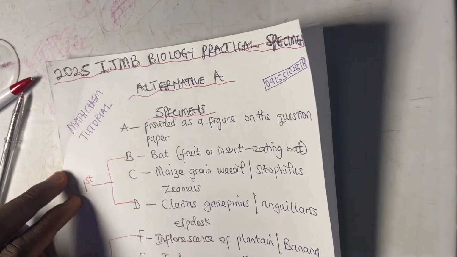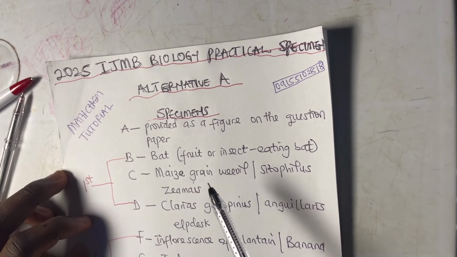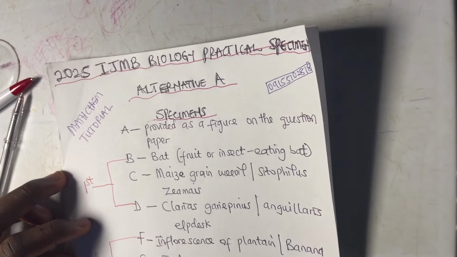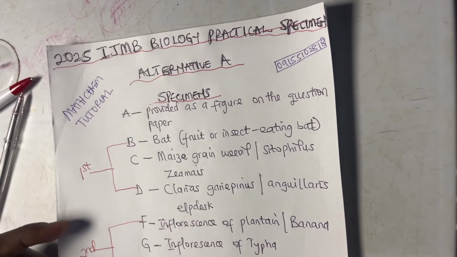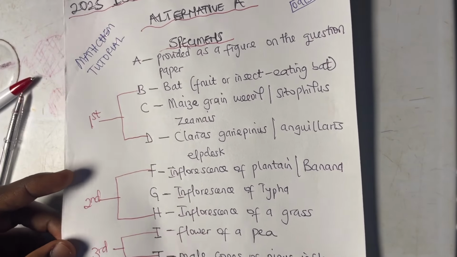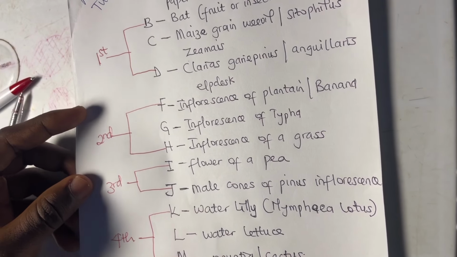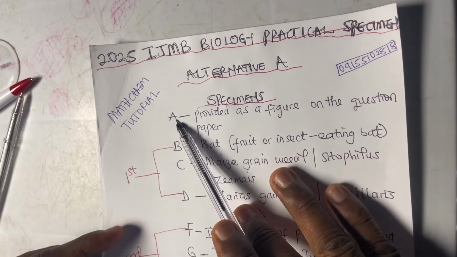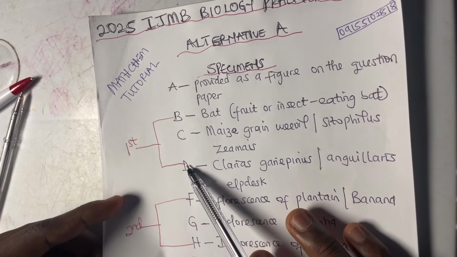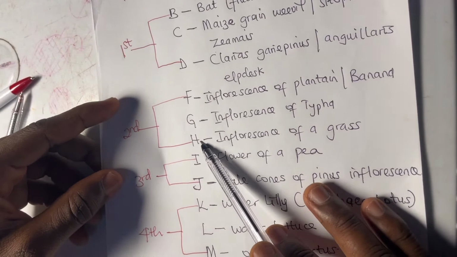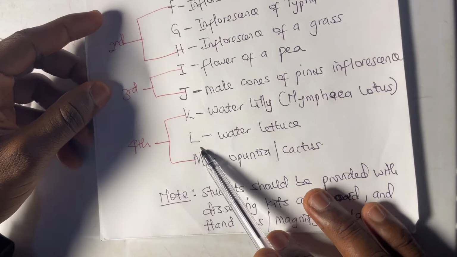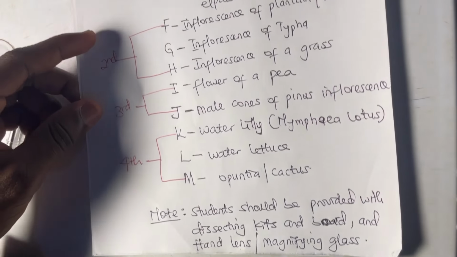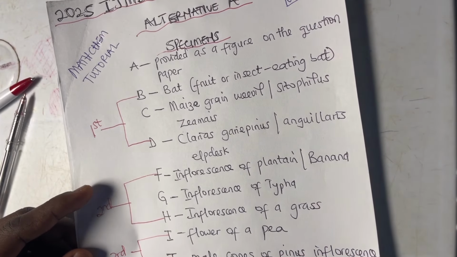So, have a look at the specimen. Specimen A, that one says they will provide as a figure on the question paper, so that one is not yet disclosed to anybody. But look at the other specimens B, C, D, E, F. Now, note something that there is no E. Look at it again: from A, then B, C, D, F, G, H, I, J, K, L, and M. And then read these notes that we have here, as you can see. Good. So these are the specimens released by what?